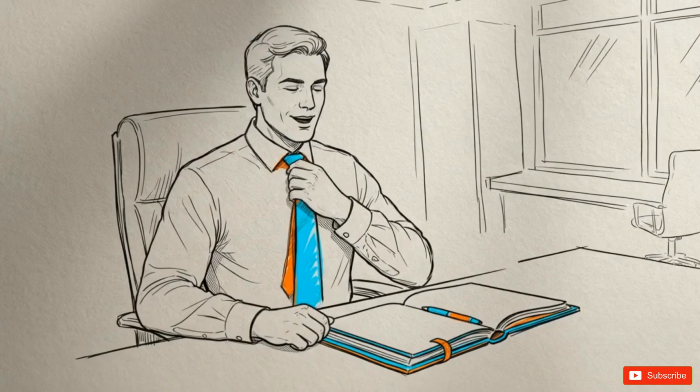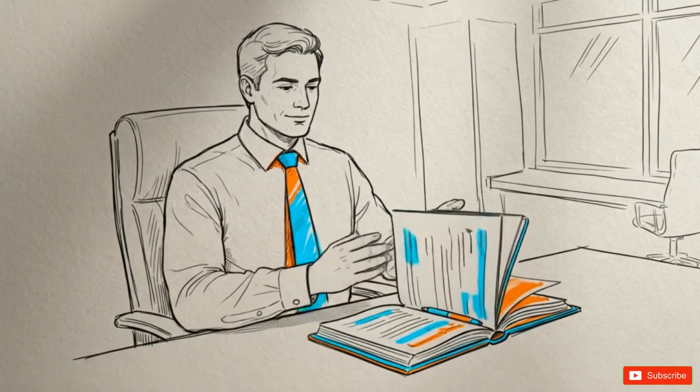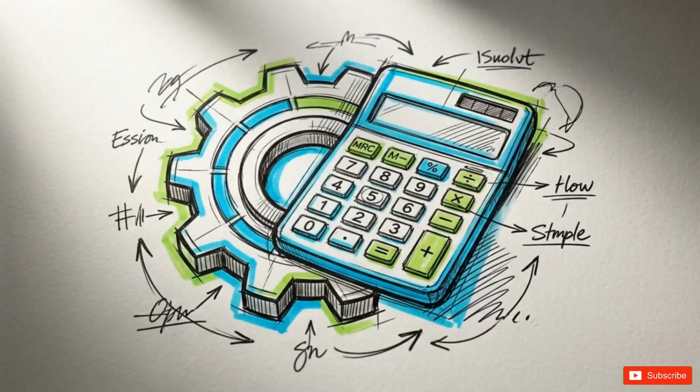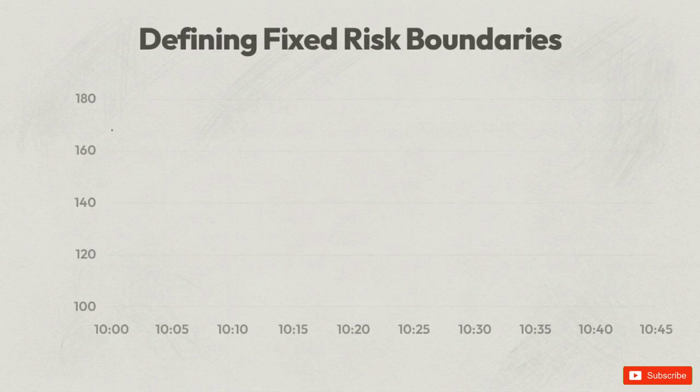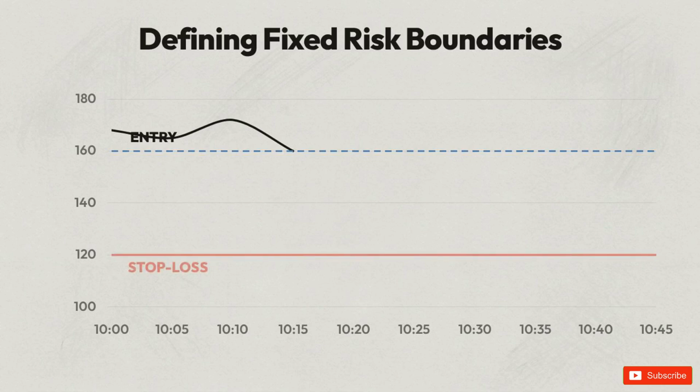To avoid that trap, professionals use a concrete 3-step method to calculate their volume before every single trade. And fortunately, it requires zero manual math. This diagram illustrates step 1. You look at the chart and identify the exact price level where your trade idea is proven wrong. You place a red exit line, known as a stop loss, at that level. The physical space between where you enter and where you exit is your safety net.